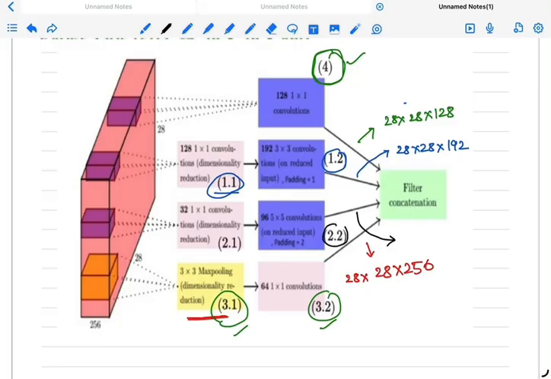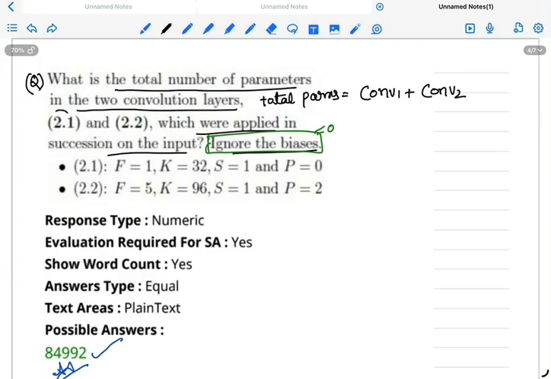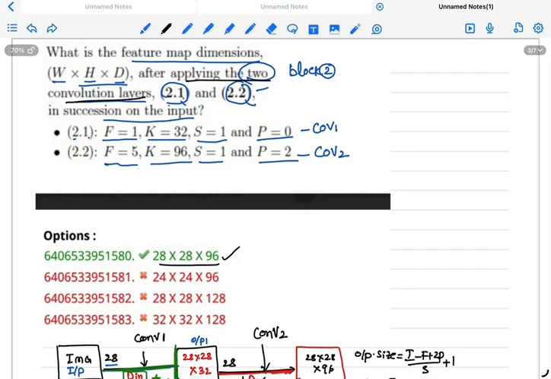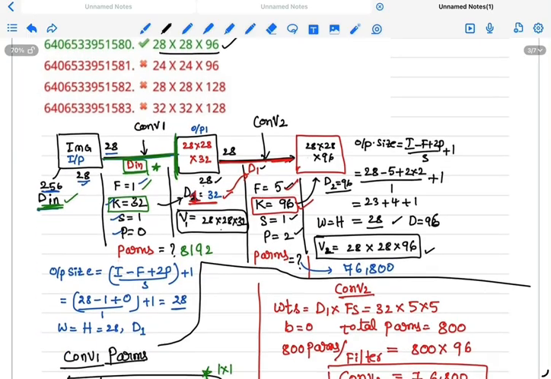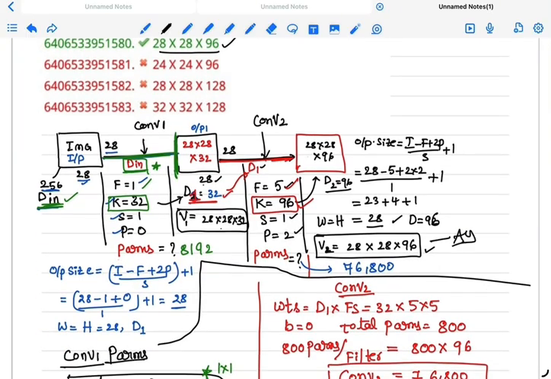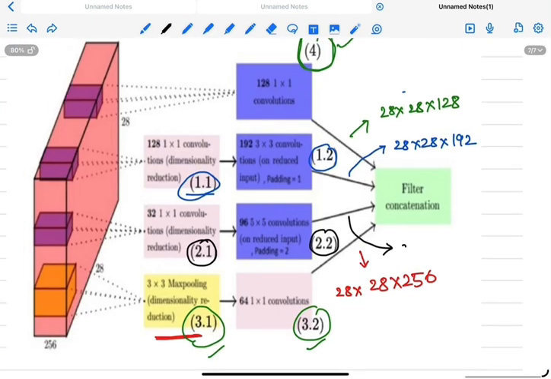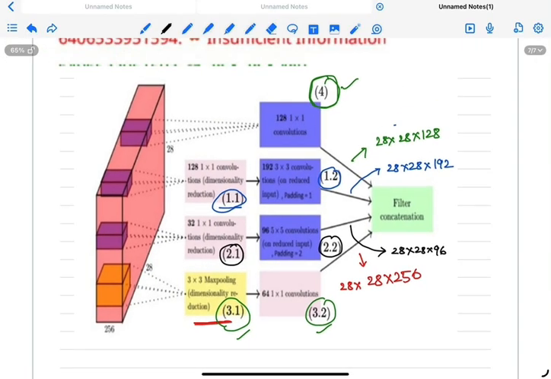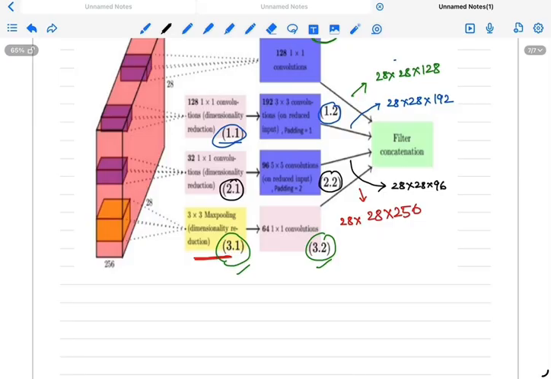Block 2, that is 2.1 and 2.2, for this question. Earlier was the parameter calculations, and this is the feature map calculations. So for 2.1 and 2.2, this is the answer: 28 cross 28 cross 96. We already calculated each block in the previous questions.